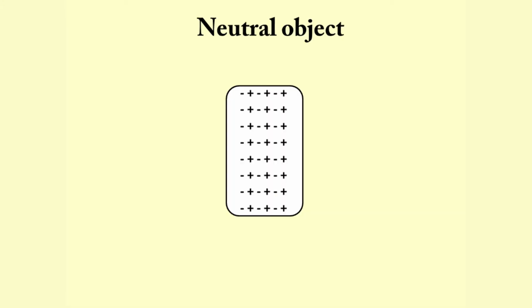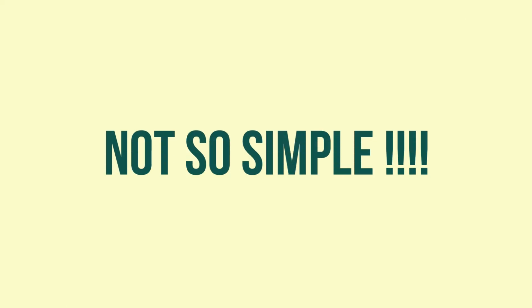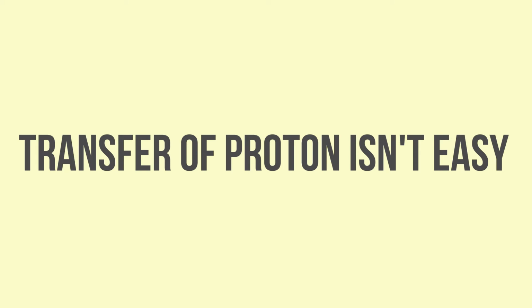To understand more about this process, consider a solid object and let us assume that this object is neutral. Since electrons and protons are the only charge carriers, this neutral object must have an equal number of protons and electrons. Now to make this object charged, we need to make the number of protons and electrons unequal. Guys, this can be done by transferring some electrons or protons out of this object or into this object. But it is not as simple as we think, because there is a difficulty in the transfer of protons.